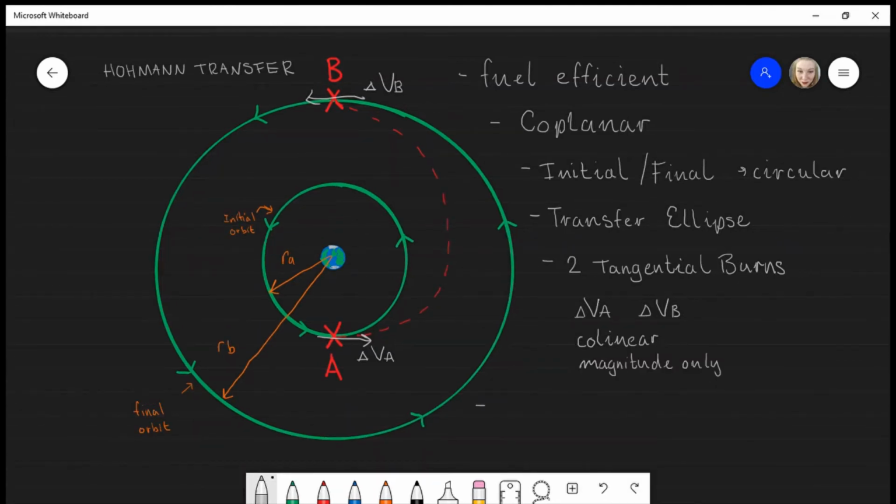The last note I'm going to make is that when these burns occur, we are going to assume that they are instantaneous. This isn't complete truth, because in reality the burns aren't going to be completely instantaneous.